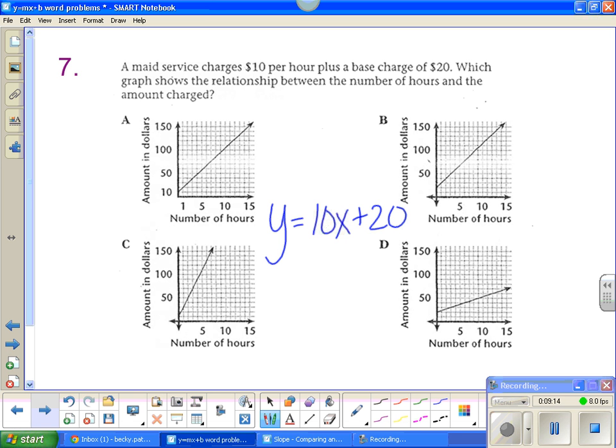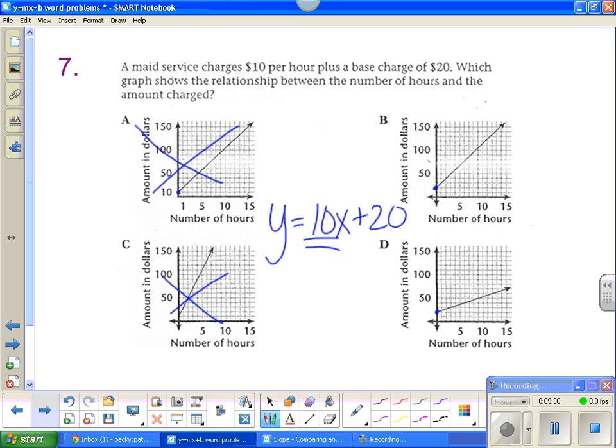So y-intercept of 20, I don't think so. That looks more like a 10, so he's out. Y-intercept of 20, I like that one. Y-intercept of 20. This one actually looks to be somewhere in between 10 and 20. I don't really like that one. Y-intercept of 20, yep, I like that one.